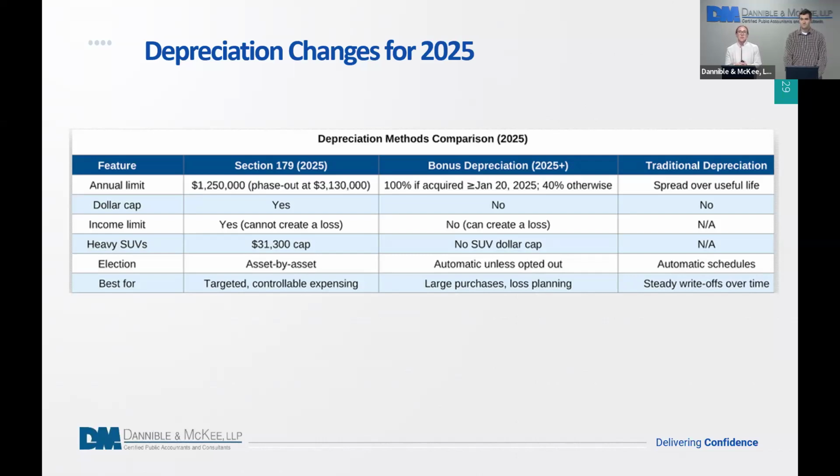So these are key things to keep in mind with year-end tax planning. They're great tools to help manage and control expenses and help create a loss if needed.